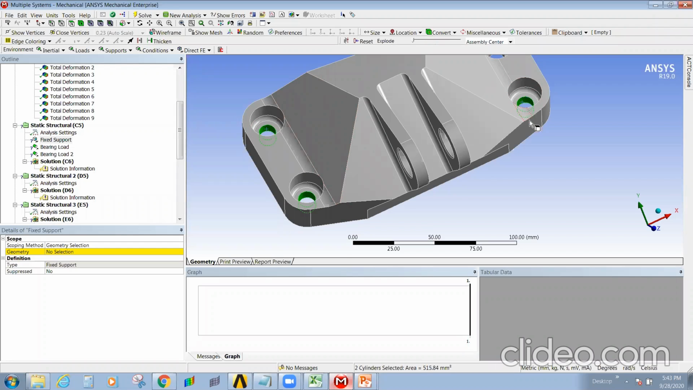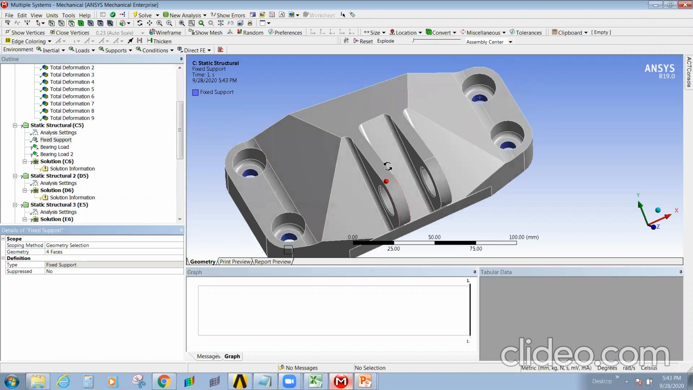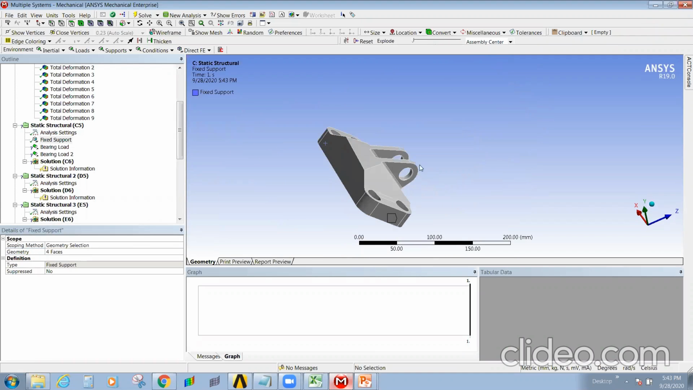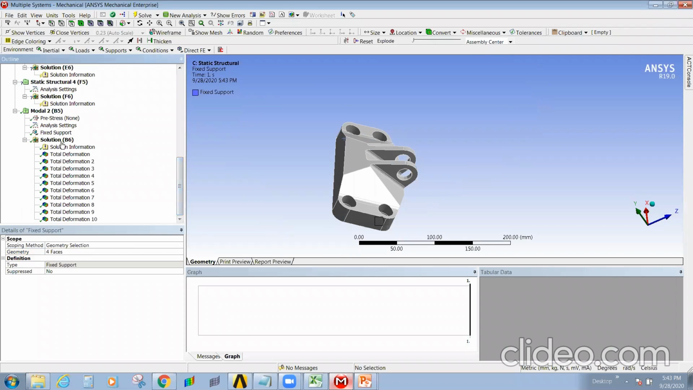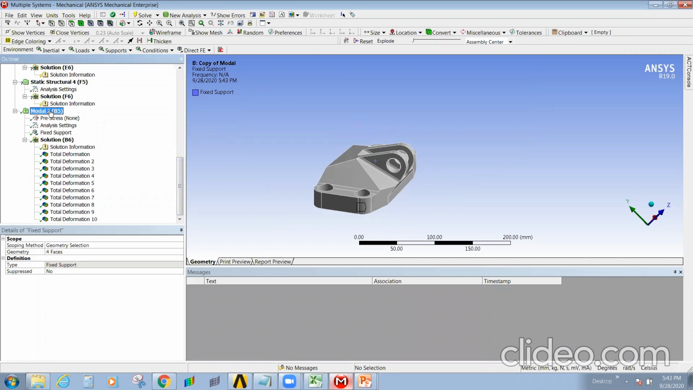Sir, like in the previous case prior to this, where you didn't apply any forces, you just fixed the component. Why will there be any deformation, sir, if no load is applied?